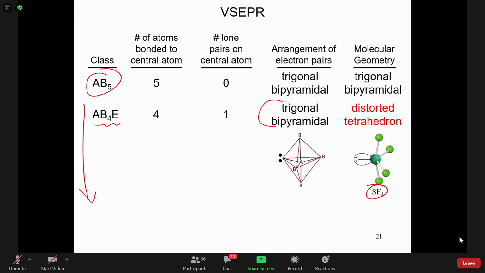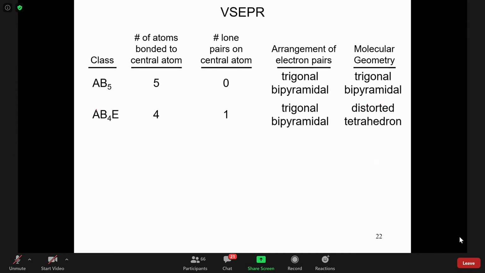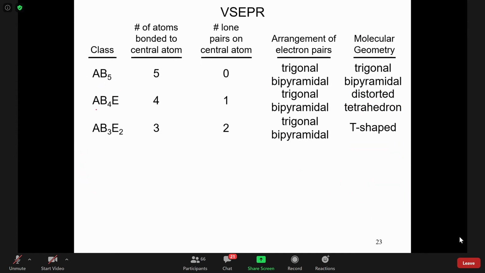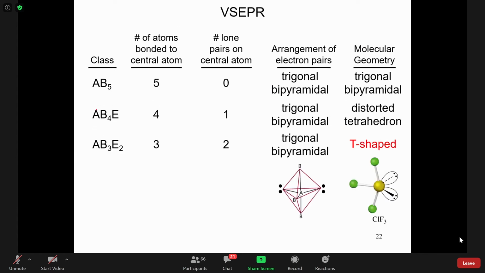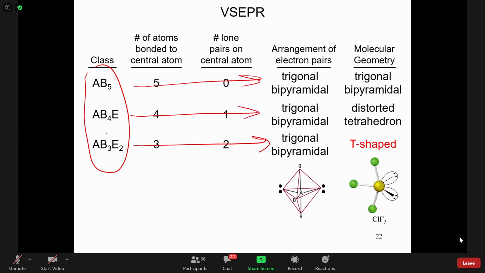Remember, there's never going to be any difference as we go on down the line here. I'm just going to bring everything up. All of these are going to have the same electron pair geometry, because in each case we have 5 things around our molecule. Where things start to change is when we start considering just the molecular geometry.